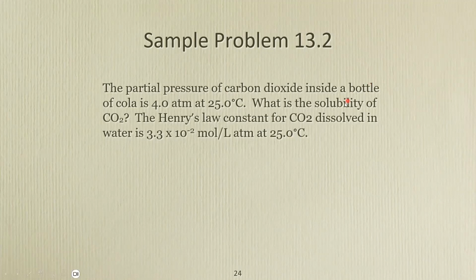So if you want to take a moment to work through this yourself, just pause the video, because I'm going to start going through it in a second. I just got to grab something quick.